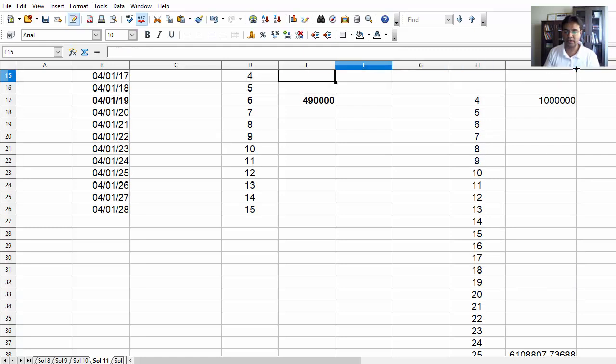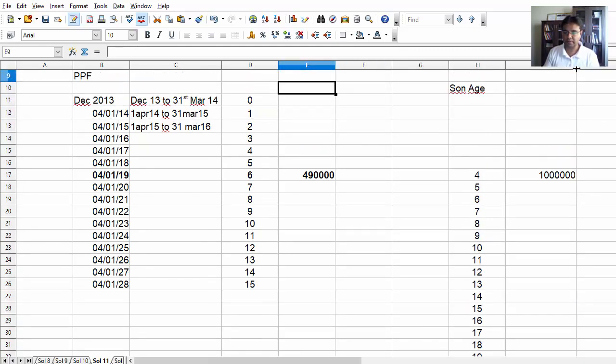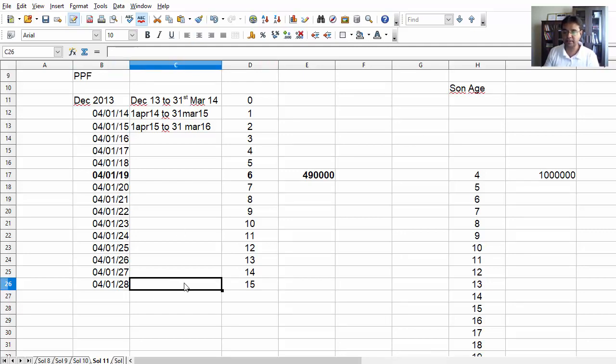Okay, now next thing, I'll come to the PPF. And what I'll do is, this is the initial maturity. Okay, and remember this is 1/4/28. Maturity is always at the end of the year. So this year I'll put 1st April 28 to 31st March 29. This is the initial or the original maturity of PPF.